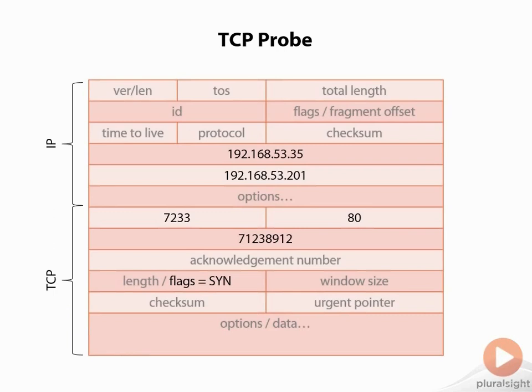The network and transport layer headers for a TCP probe packet look like this. The source IP address is set to the IP address of the testing system, which in this case is 192.168.53.35, and the destination IP address is set to that of the target, 192.168.53.201. The source port is set to an ephemeral port, in this case 7233, while the destination port is set to the target port number of 80. The sequence number is set to a random number, and the SYN flag is on.